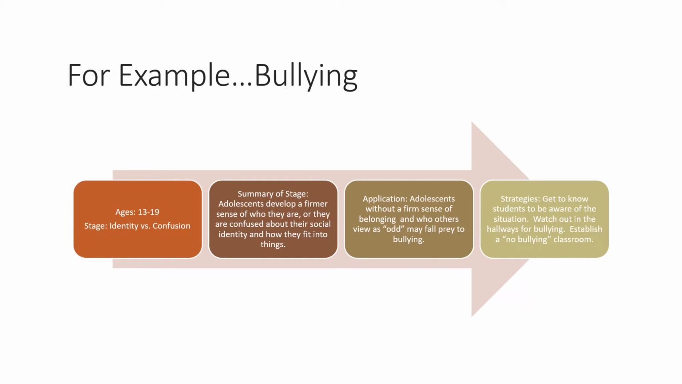Now let's go back to our example with bullying. We said that bullying can be traced back to an adolescent not developing a firm sense of self-identity, or identity versus confusion. One strategy that could be aligned with that stage and with that application would be to get to know students to be aware of their situations. Watch out in the hallway for bullying and establish a no bullying classroom.